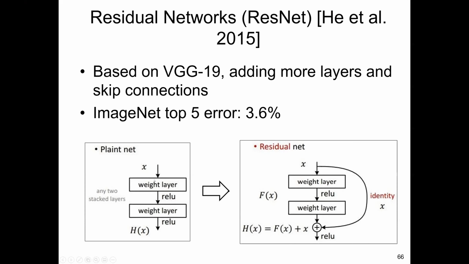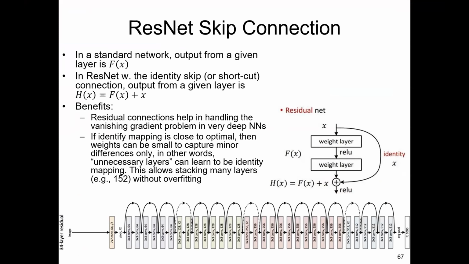So typically, this is the plain net here. Weight layer, ReLU. And then the residual net adds this additional identity connection, so that the output now is F(x), the weight layer and ReLU operations, plus this x going through, cutting a shortcut to this particular point. For the skip connection, it has this form H(x) = F(x) + x at these junction points. So you have many such skip connections.